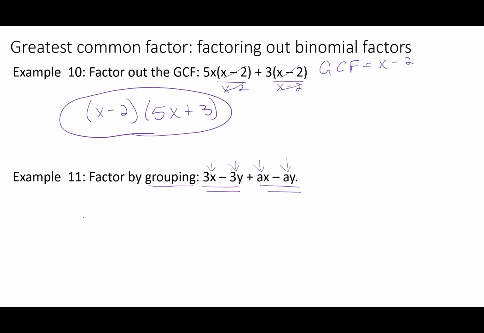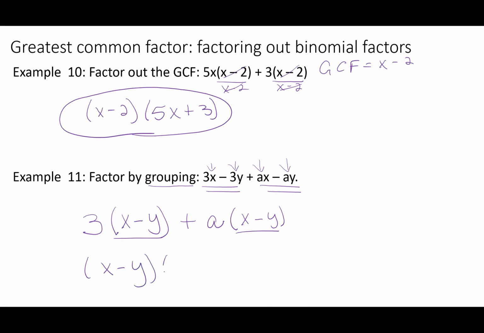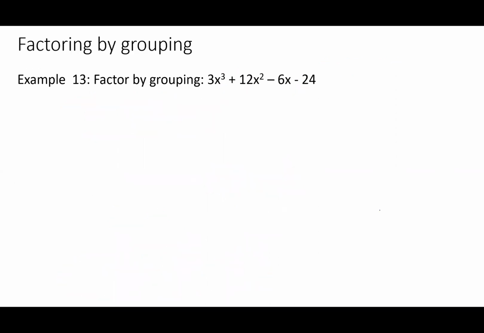So looking at the first two, I see a 3 in common. And if I divide by 3, I'm left with x minus y. Looking at the second two, I see an a in common. And if I divide by a, I'm left with x minus y. Now I can see my x minus y is in common. And if I take it out, I'm left with 3 plus a for my final answer. Okay?